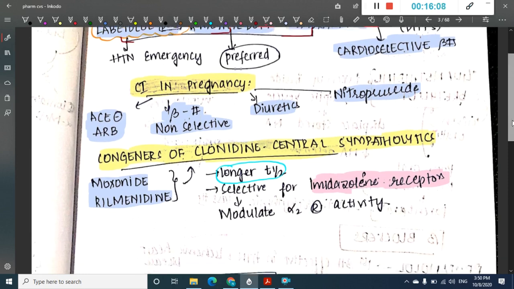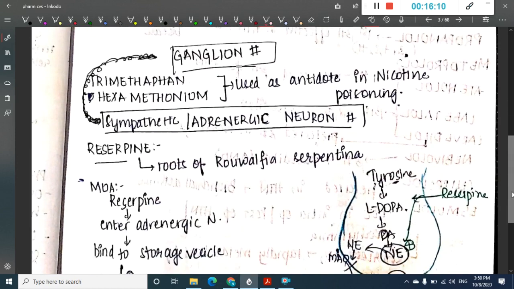So this is about central sympatholytics. The next group of drugs which can be used in hypertension is ganglion blockers. In the ganglion blockers, we have two drugs: one is trimethaphan, and the second is hexamethonium.